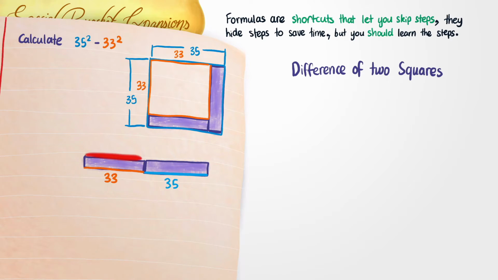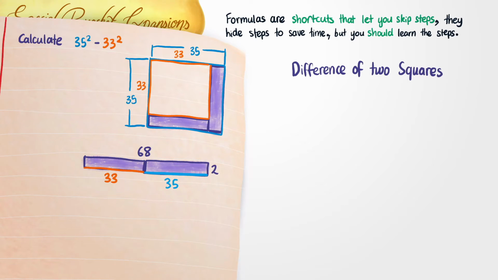And then this means that this total width over here is 33 plus 35, which is just the same thing as 68. And then after this, we can say that this width over here is 35, and this width over here is 33. The difference between them is just 2, so that means this height is 2. You can also see that this height is also 2, and despite the fact that my picture isn't very good, that means this whole thing has a height of 2.